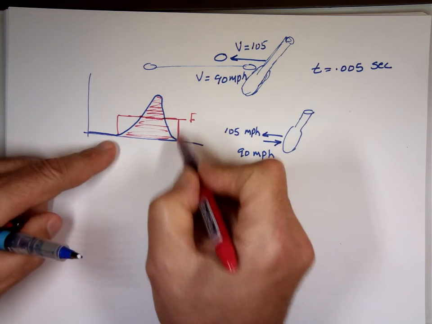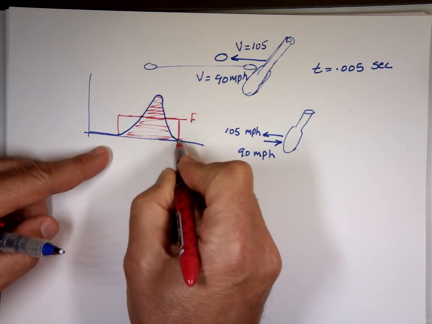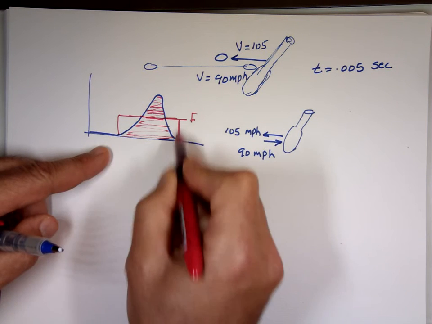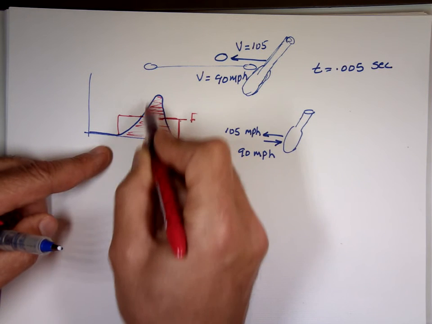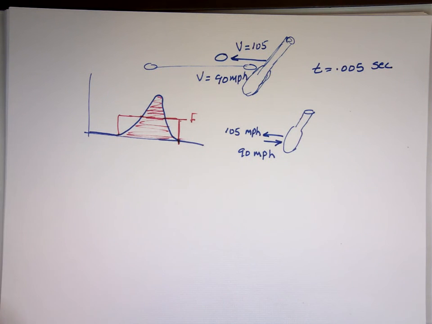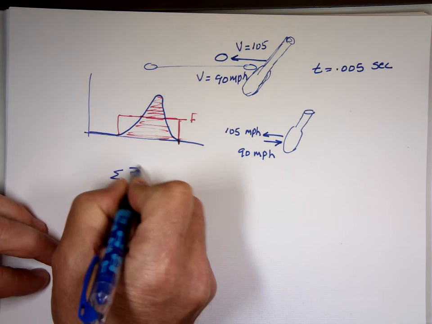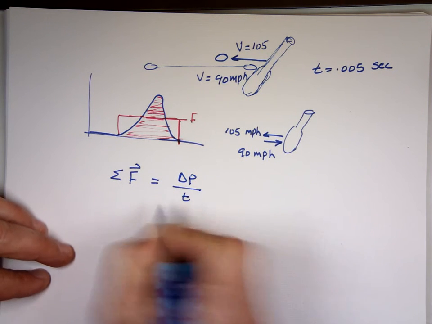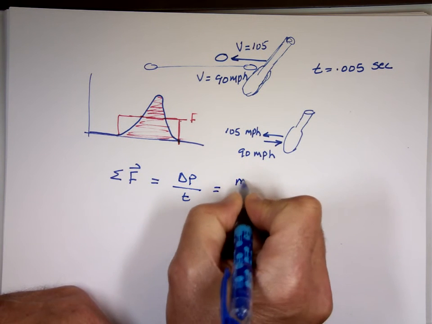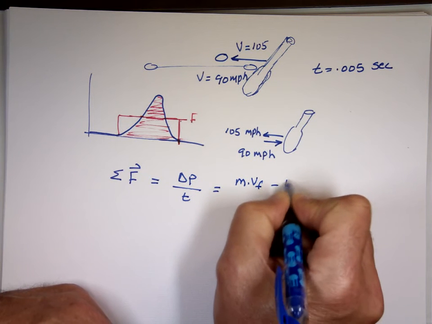I'm looking to say, okay, this is the start of the impact, this is the end of it. If I multiply the width times the height, I'll get an area. I want to find out what height will give me the same result as calculating that area. Well, we go to Newton's second law, which says the net force equals the change in linear momentum over time, which is mass times V final minus mass times V initial, divided by t.